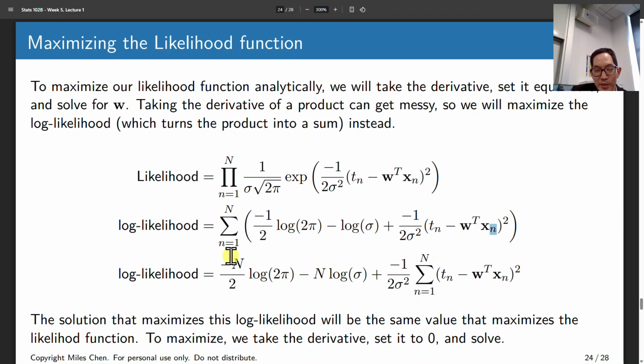Now I'm going to distribute the summation. Because this is going to be the same for all n observations, I just multiply it by n. The only thing that actually has a subscript n and changes for each observation is this component right here, so for this part I have to go through each of the n observations and sum them up. I can pull out the 1 over 2 sigma squared because that's a constant that doesn't vary. So this is our log likelihood, and we want to maximize this. We're going to take the derivative of this, set it equal to 0, and solve.